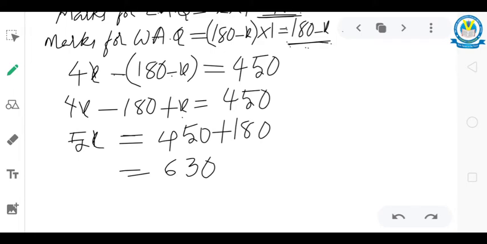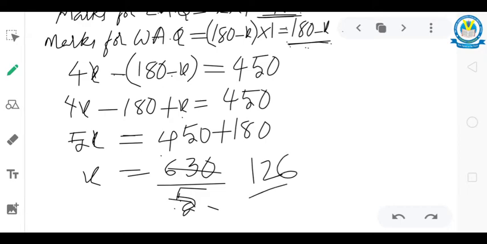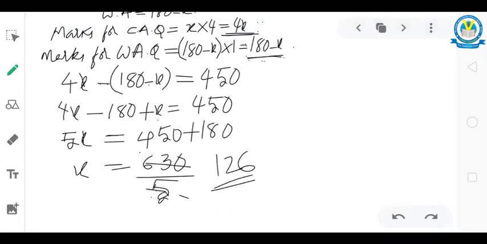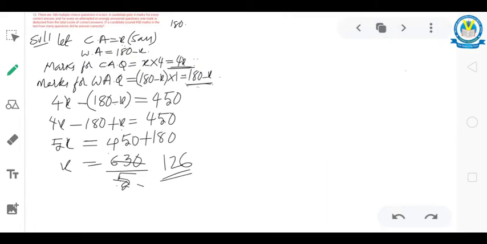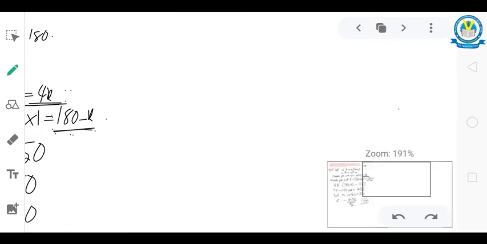So 5x equal to 630. x equal to: here x multiplies, after coming to this side it divides. 5 one time, after that 1 carries 13, 2 times, and 3 0 30. So 6 times, 126. So the x value equals 126. Here x is what? The number of correct answer questions.